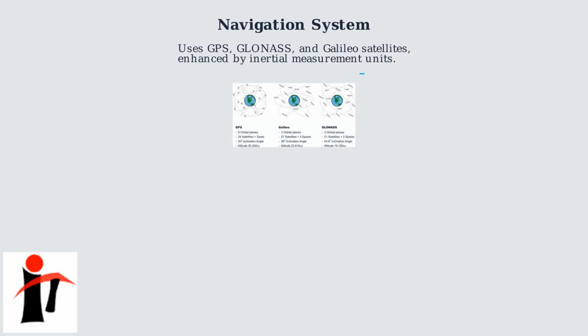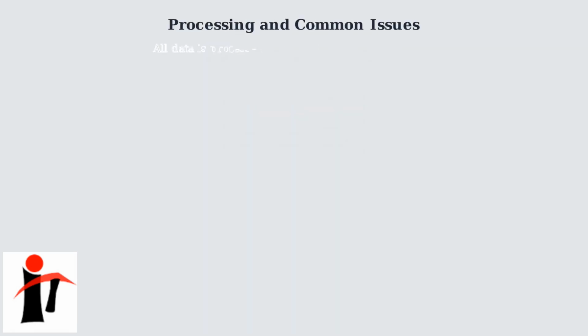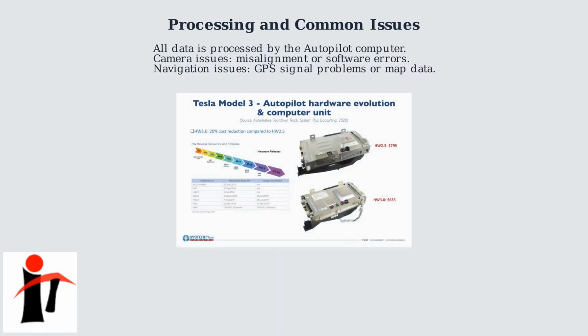The navigation system relies on multiple satellite constellations, including GPS, GLONASS, and Galileo for accurate positioning. This is augmented by inertial measurement units that help maintain accuracy even when satellite signals are weak or unavailable. The autopilot computer processes all sensor data in real time.